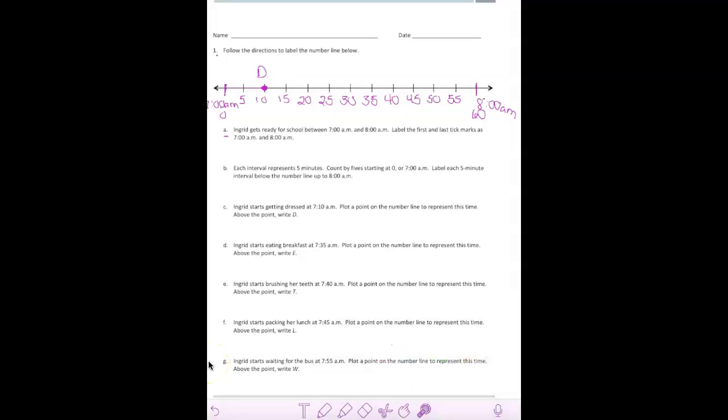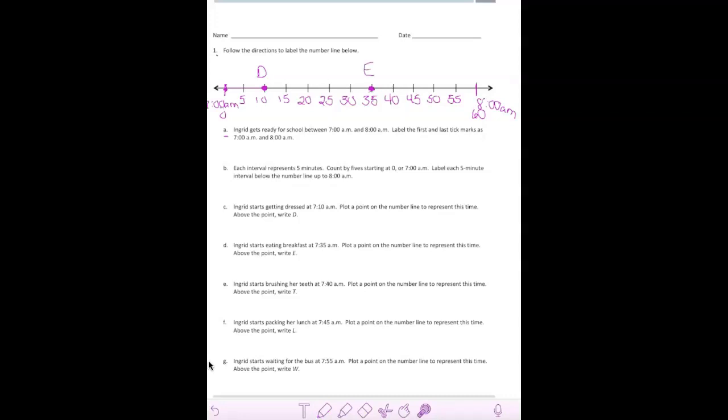Ingrid starts eating breakfast at 7:35 a.m. Plot a point on the number line to represent this time. Above the point, write E. So Ingrid starts eating breakfast at 7:35. So here's 7. We want to go all the way to 35. And that's what time she starts eating breakfast, so we mark it with an E.